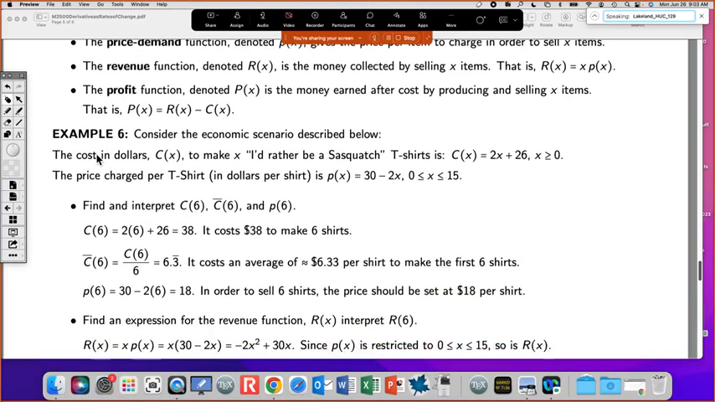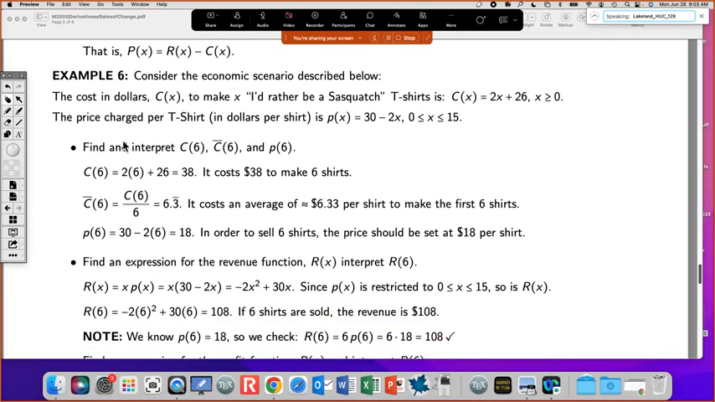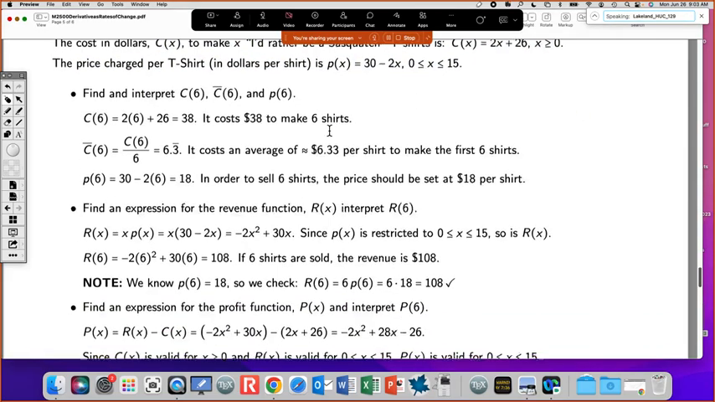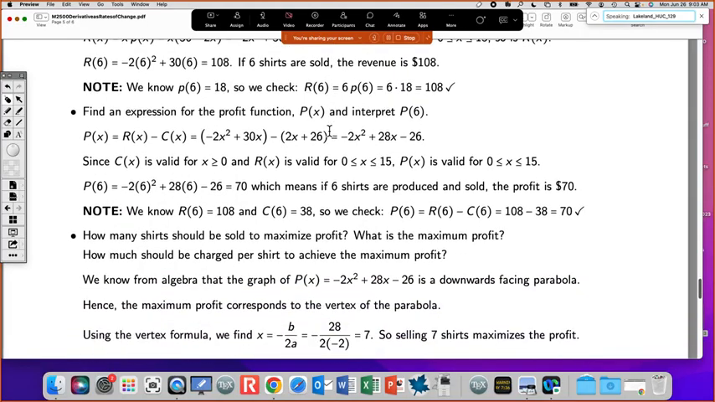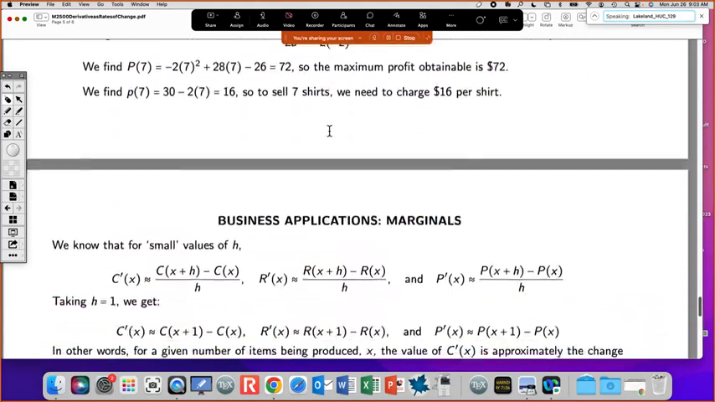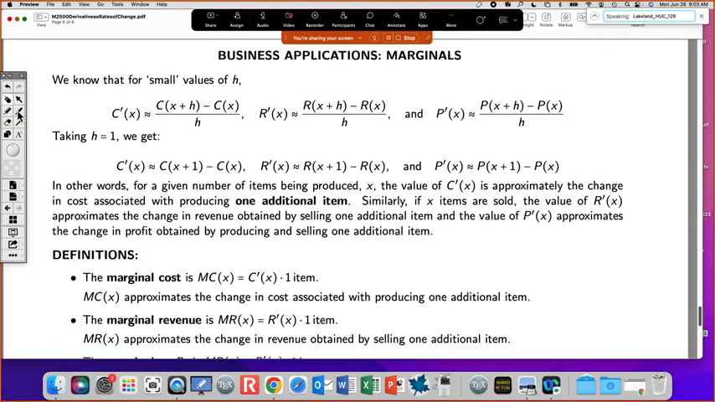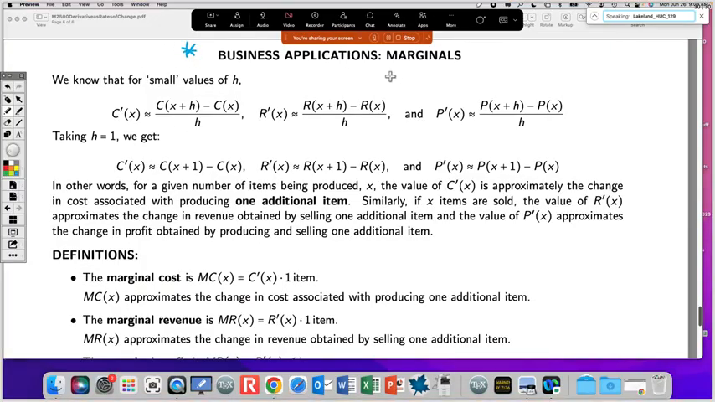So example 6 is hopefully a trip down memory lane. You're making these t-shirts here, and it's basically a review of the algebra. So read through it and make sure it makes sense to you. But we're going to focus on business applications with calculus, and the business application is going to talk about our marginals.